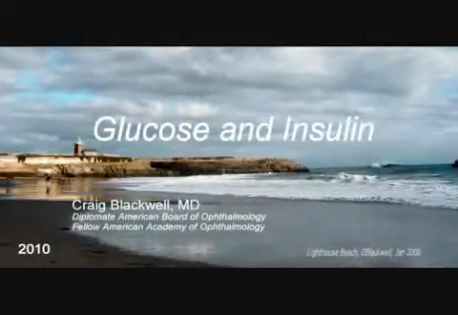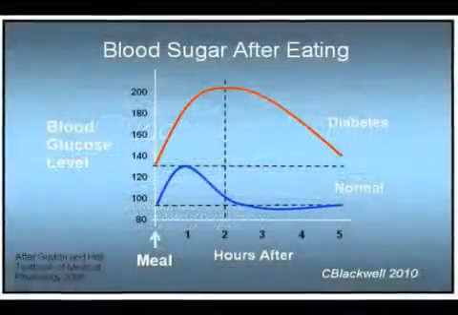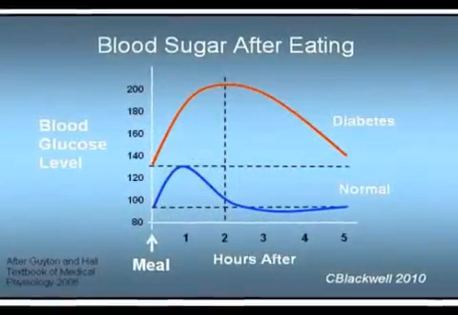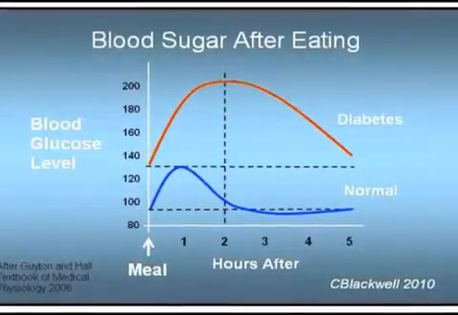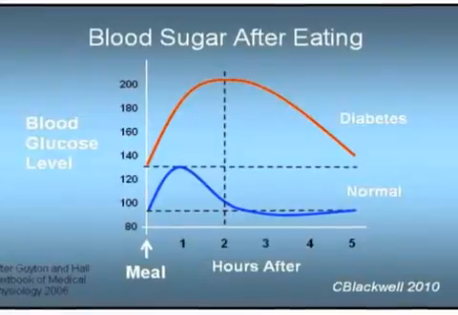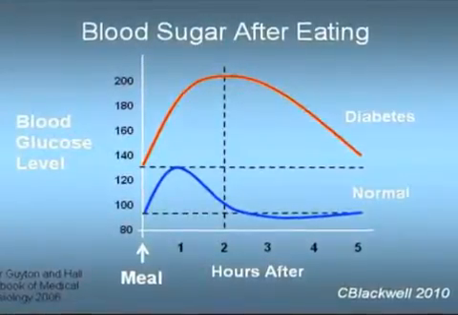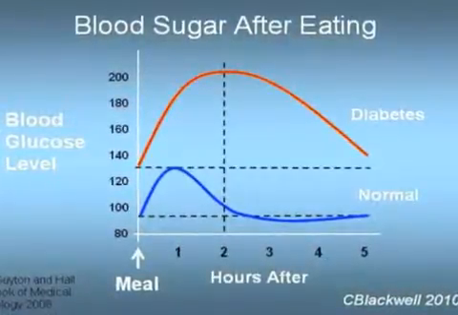This video is part one of a series of videos laying the foundation to understand diabetes and its effect on the eye. This is a graph of blood glucose after a meal. The blue line shows normal behavior. The orange line shows how blood glucose behaves differently in someone with diabetes. In this video, we will discuss how the body normally handles glucose, and in the next video, what happens in diabetes.